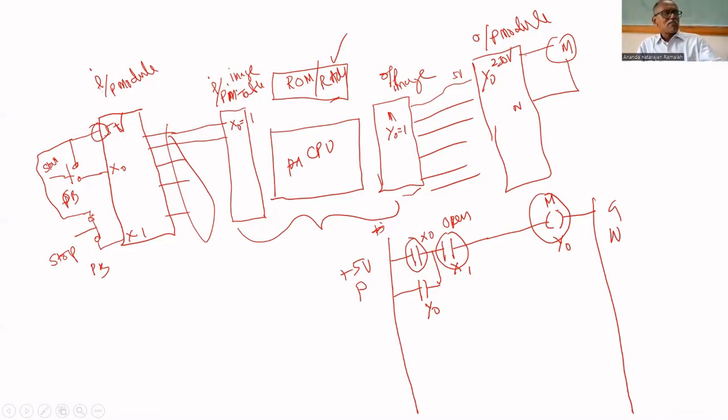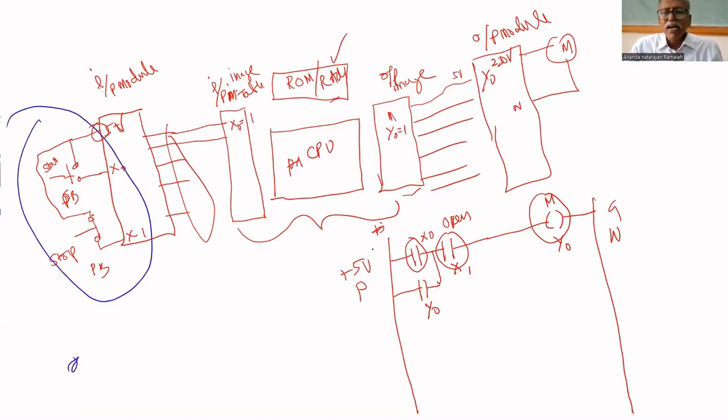So once you have loaded this program, if you do the connections like this, and if you load the program into that embedded system, that PLC, and press the start button, the motor will run. That's why this is called a programmable logic controller. Your logic is working by programming. That's why programmable logic controller.